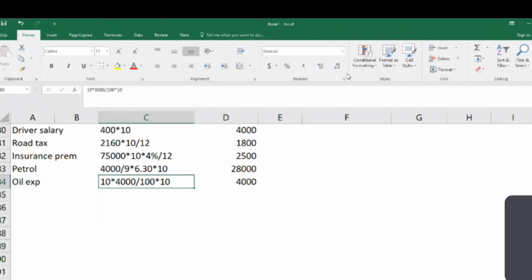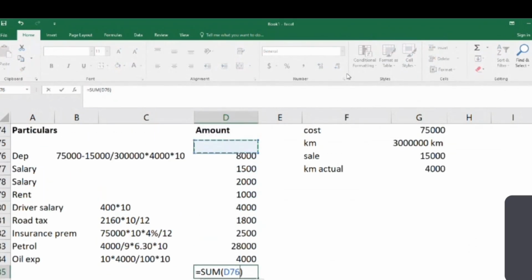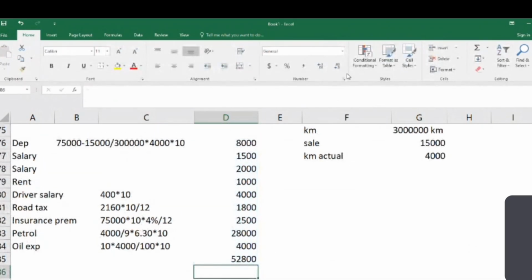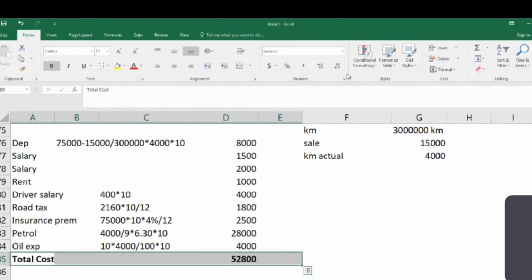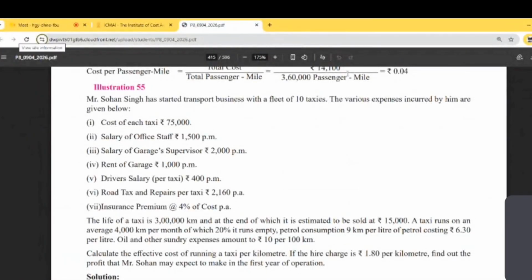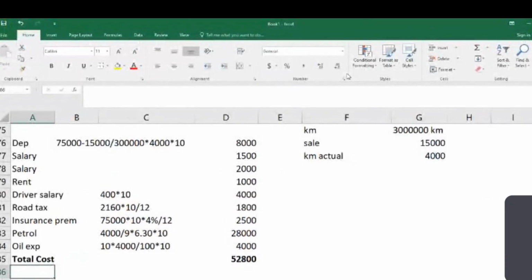Hope you understood whatever I did till now. So your total cost comes to 52,800. And what they are telling is, the hire charges are 1.80 per kilometer. So these are your hire charges. Hire charges is what you are collecting, meaning your income. In brackets I will put, this is your income.